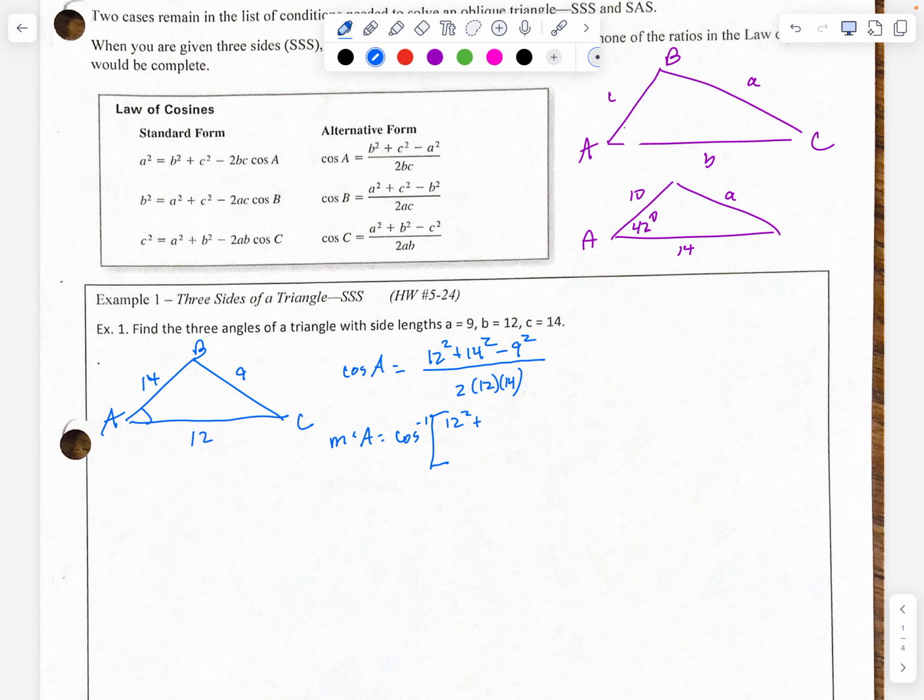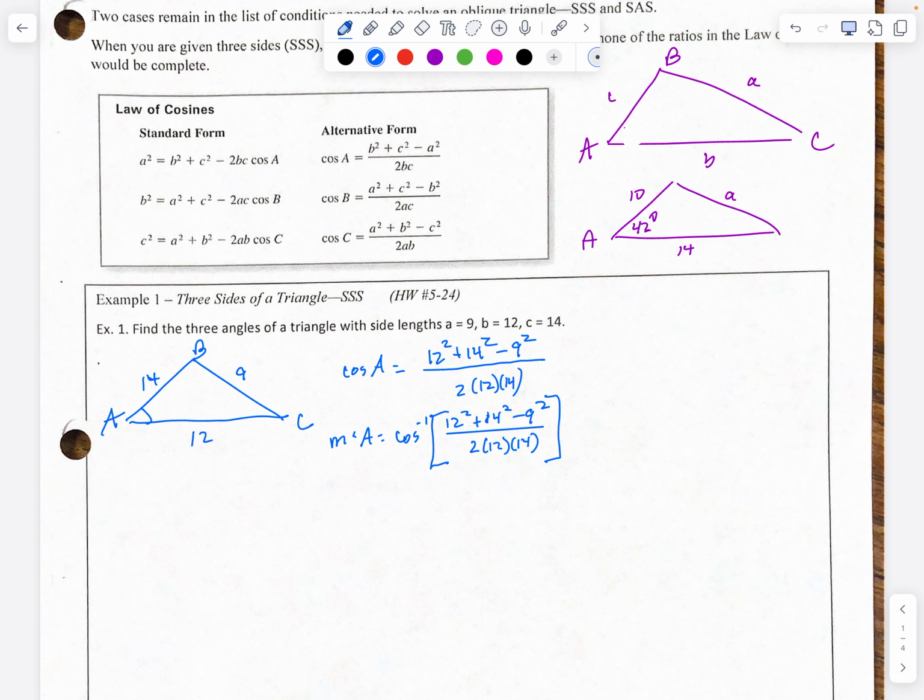Right here, squared, I want the sum of the 2 sides that include that angle. Right here, I want the sum of the 2 sides that include that angle. I'm trying to help you to remember it so it's not going back through 6 formulas and having to very carefully pick them out. It is the 2 sides that include that angle.